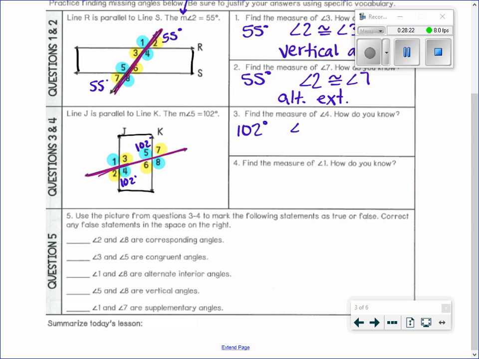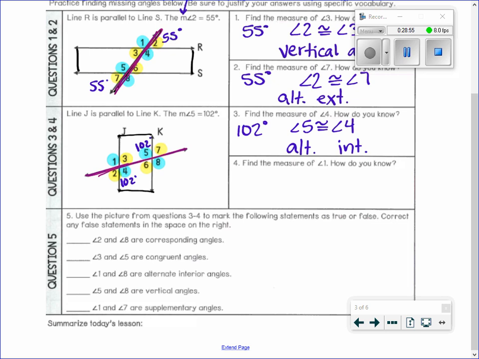So angle 5 is congruent to angle 4. But how do we know what their relationship is? Are they both inside the box or both outside the box? Both inside. So that means there's an interior to it. Alternate interior, because they're on opposite sides of the transversal and they're inside the box. Alternate interior is what that's called.